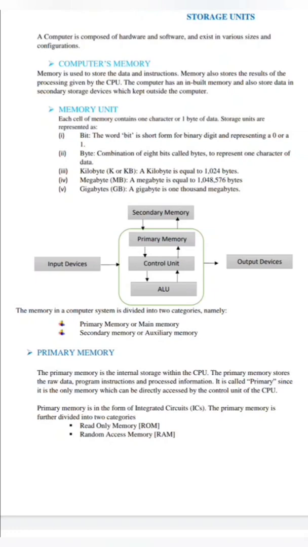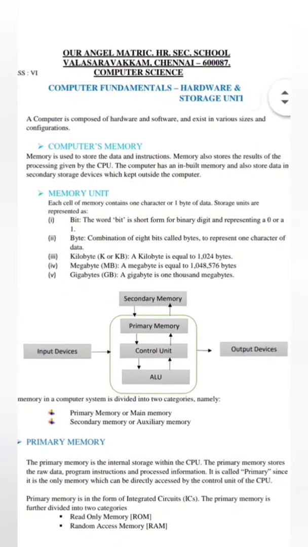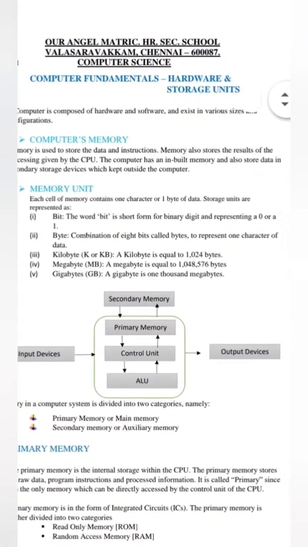Next we go for memory units. How are the memories calculated? Various units are used to measure the computer's memory. Each cell of memory contains one character or one byte of data. The capacity is defined in terms of bytes. That means one byte means one character. Okay, go through these points to learn more about the memory units.